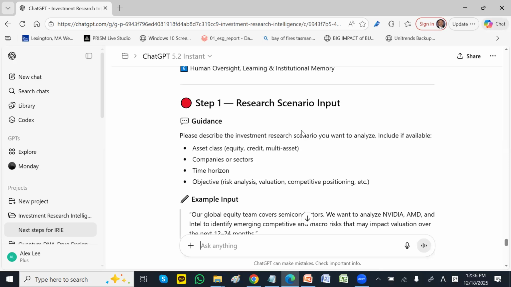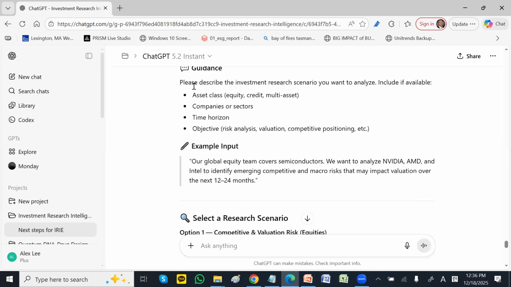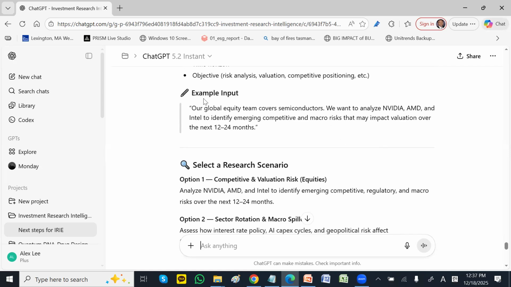Okay, so step one is the research scenario input. It is based on what kind of research you want to do. For example, you need to provide the pre-described investment research scenario you want to analyze: asset classes such as equity, credit, multi-asset, companies or sectors, time horizon, and objective such as risk analysis, valuation, competitive position, etc. So it gives you some example info.